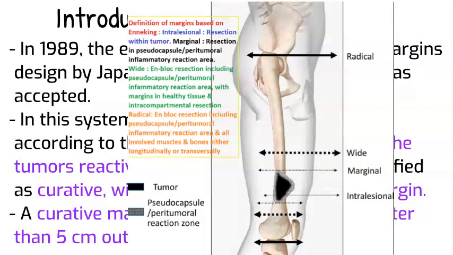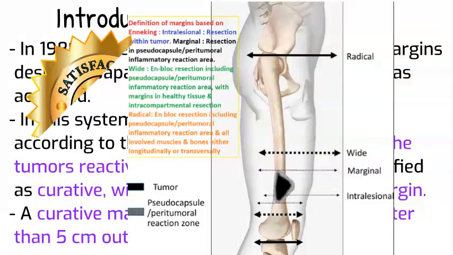Radical, en bloc resection including pseudocapsule or peritumoral inflammatory reaction area, and all involved muscles and bones either longitudinally or transversally. They are the location of the tumor and surrounding it by the pseudocapsule or peritumoral reaction zone. Please understand the definition or memorize it.